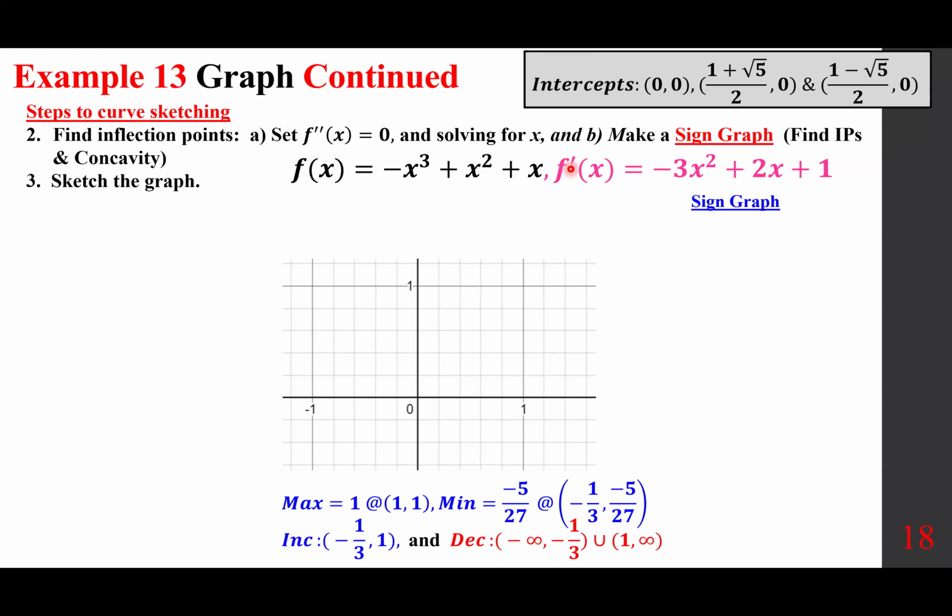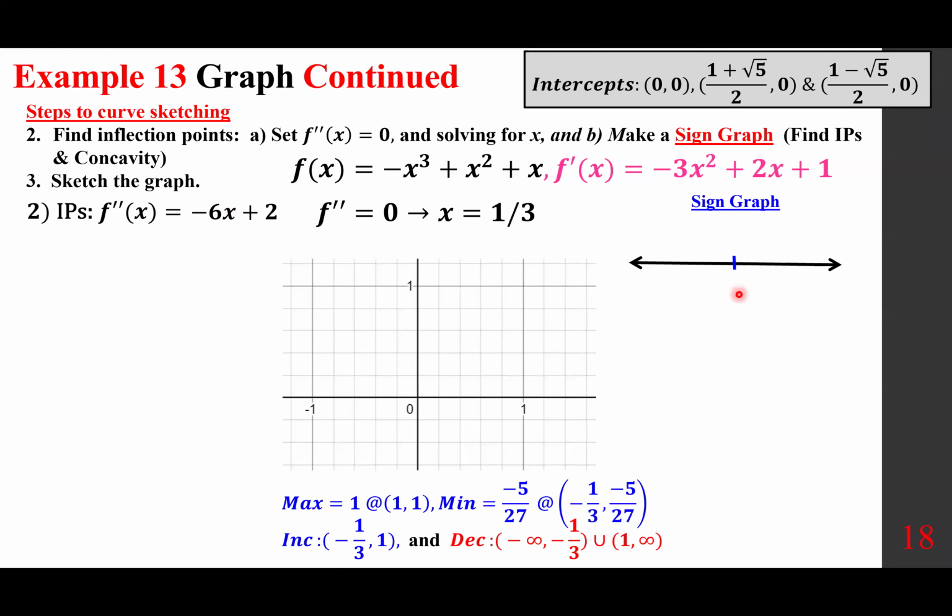So f double prime, if this is f prime, f double prime is negative 6x plus 2. And if you set it equal to 0, I hope you realize x becomes 1/3. So everybody can handle it. This is fairly basic. So you go with the number line from negative to positive infinity, and you put this here. At x equals 1/3, f double prime is 0, and you are going to do the test point, TPs for short. To the left of 1/3, just 0. And to the right, just 1.